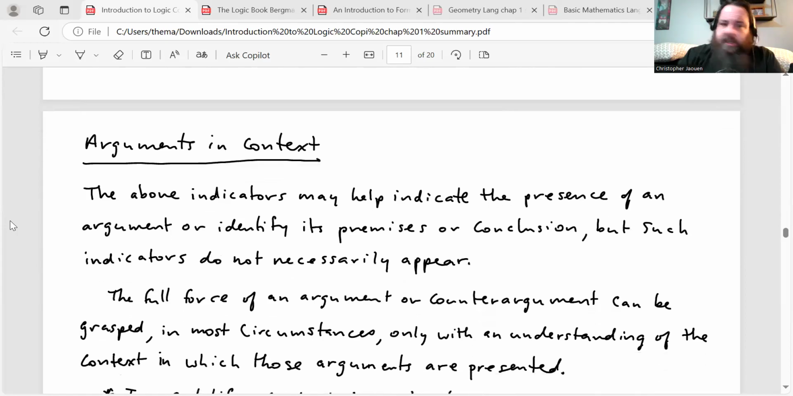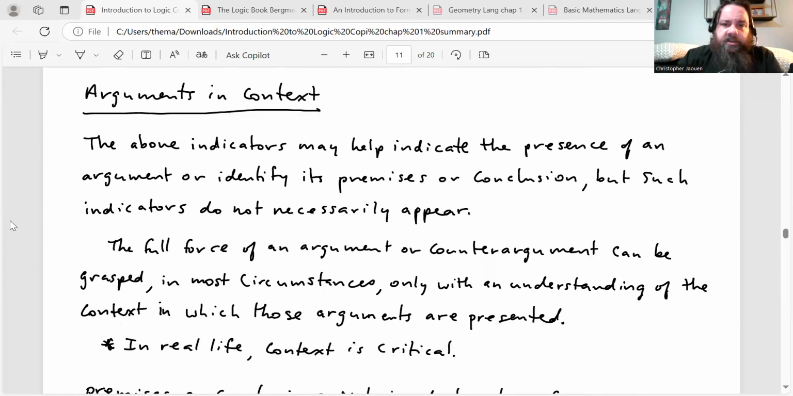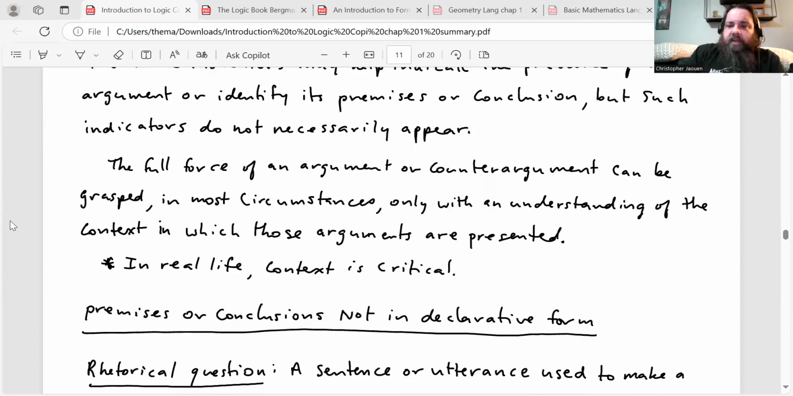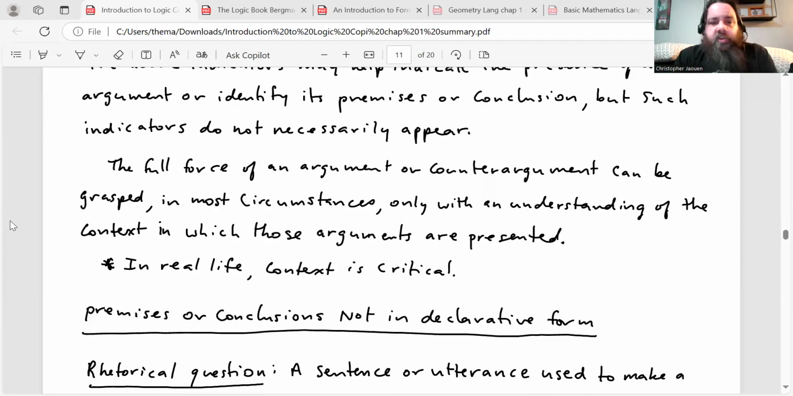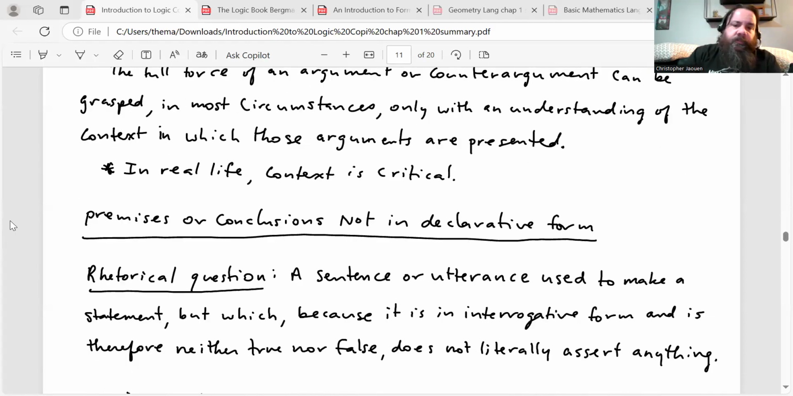Okay, arguments in context. The above indicators may help indicate the presence of an argument or identify its premises or conclusion, but such indicators do not necessarily appear. The full force of an argument or counter-argument can be grasped in most circumstances only with an understanding of the context in which those arguments are presented.